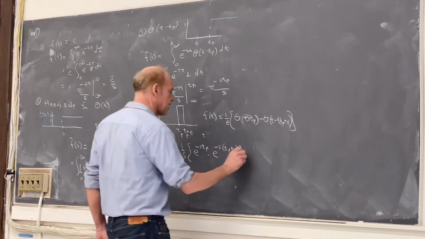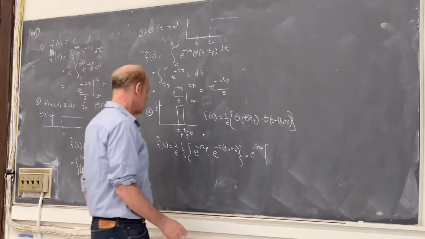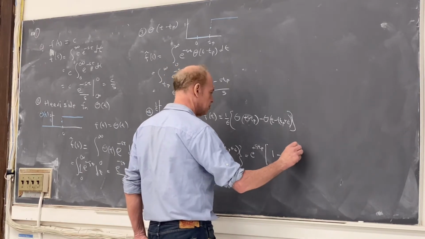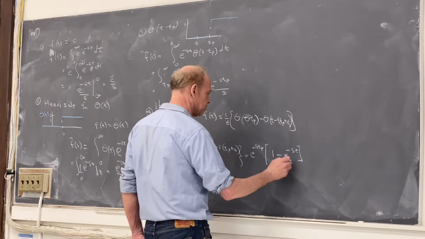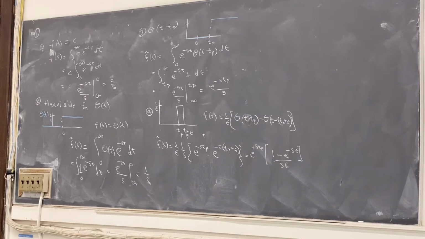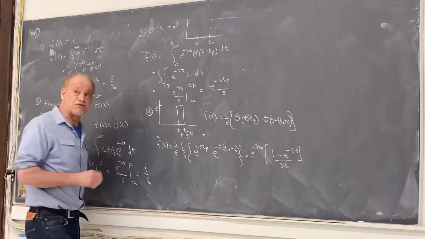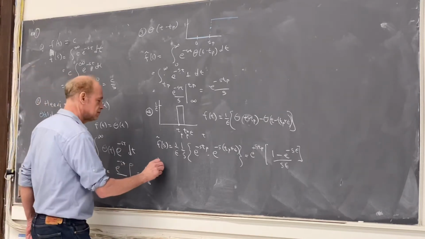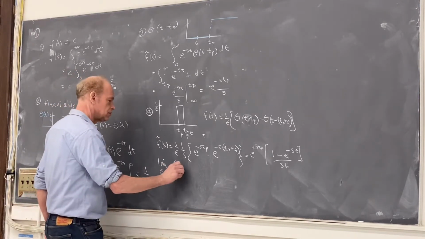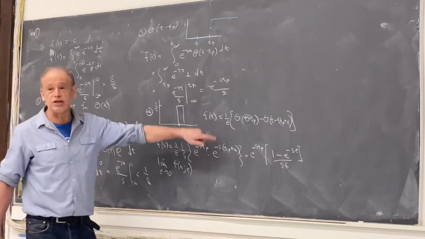So I can factor this out: e to the minus s Tp times (1 minus e to the minus s epsilon) divided by s epsilon. You'll see why I'm doing this in a second. Now, just for fun, let's take the limit as epsilon goes to 0 of f of t. And f of t also depends on epsilon, where this is my f of t.